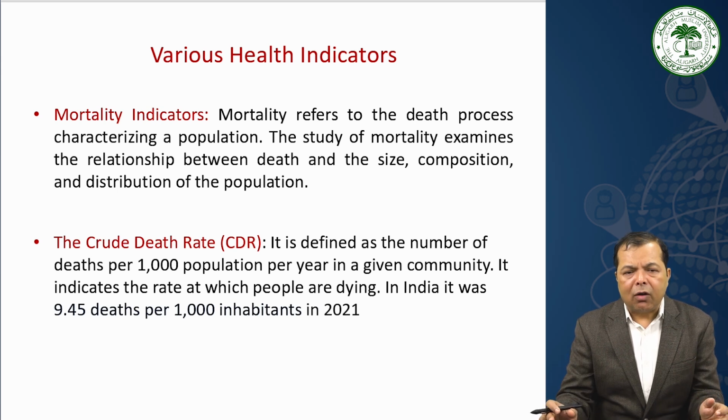Now, there are different types of mortality indicators like the crude death rate, the CDR. It is defined as the number of deaths per 1000 population per year in a given community. It indicates the rate at which people are dying. In India, it was 9.45 deaths per 1000 inhabitants in 2021.